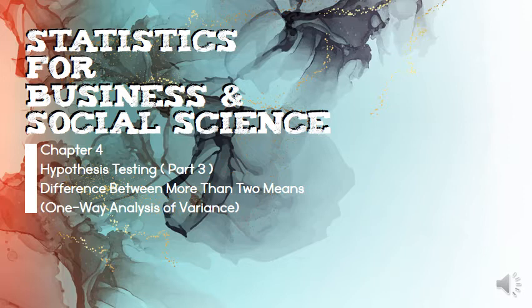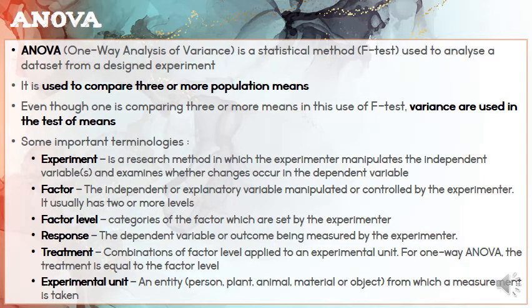So this is a video for chapter 4, hypothesis testing, part 3, where in this part 3 we are going to look at the difference between more than two means by using one-way analysis of variance. One-way analysis of variance, or ANOVA, is a statistical method used to analyze a dataset from a design experiment. It is used to compare three or more population means.